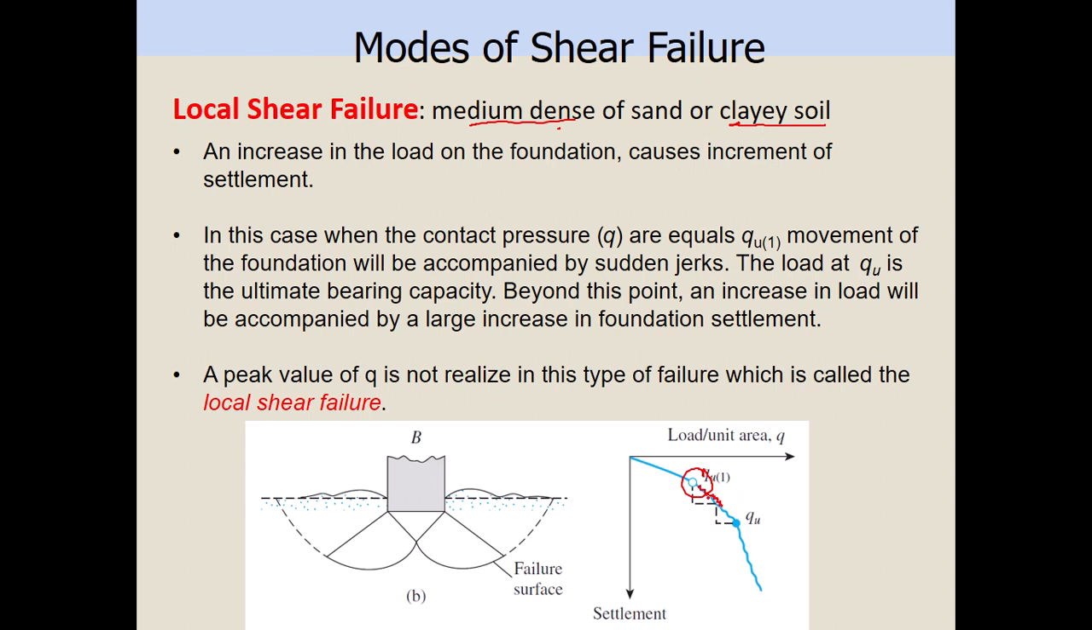So there is a settlement here, and then it achieves Qu. Qu is the ultimate pressure. Beyond Q ultimate, if you increase the load, the settlement of the foundation also increases rapidly. This condition we call the local shear failure.